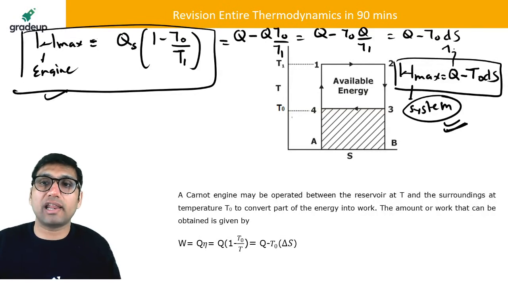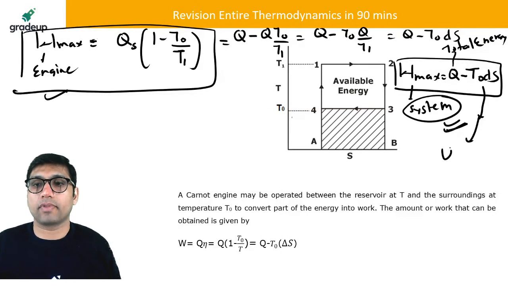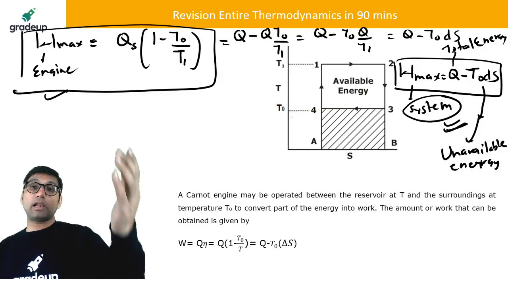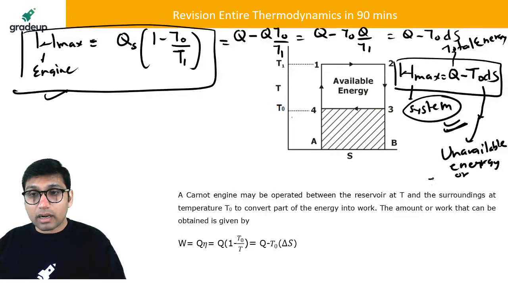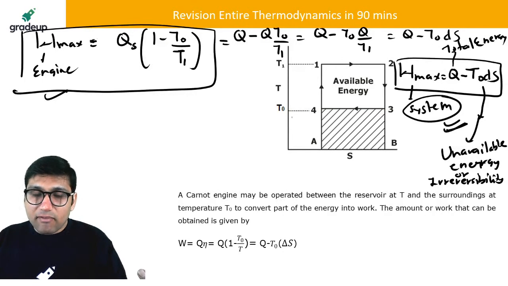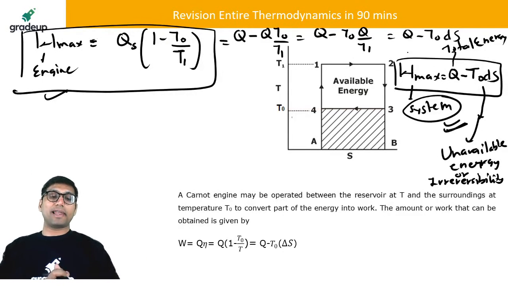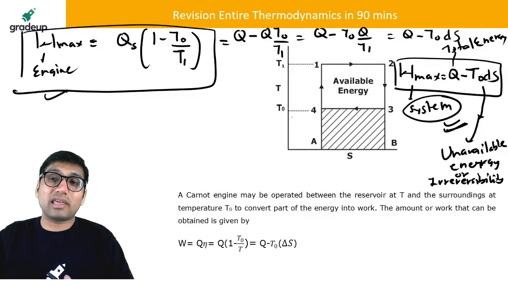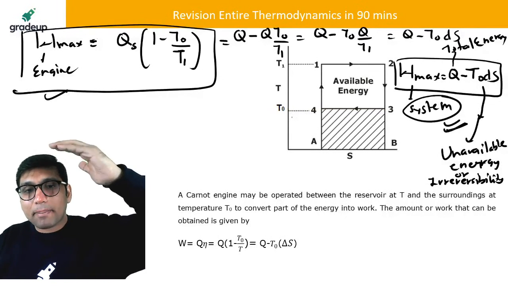This Q is the total energy. And this is the unavailable energy. If you subtract the unavailable energy, which is also called irreversibility, from the total energy, you will be getting the maximum available energy. So maximum available energy is equal to the difference of total energy minus the unavailable energy.